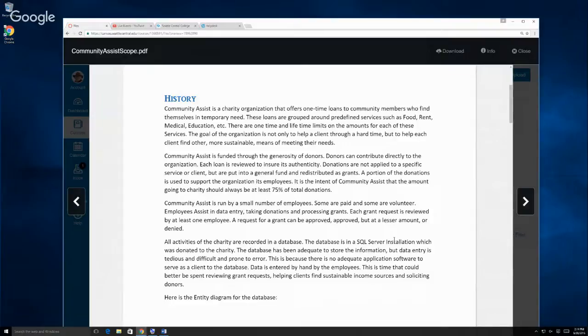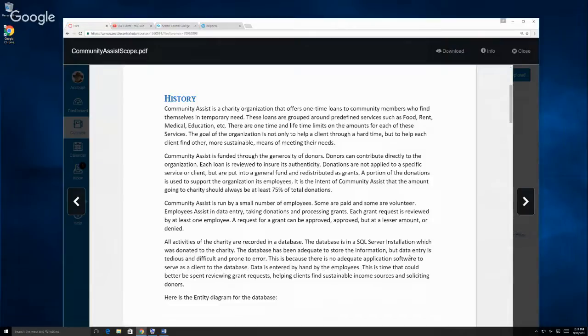A portion of the donations is used to support the organization and its employees, and it's the intent of the Community Assist that the amount going to charity should always be at least 75% of total donations, which, this isn't a real organization, but it's actually quite good. A lot of charity organizations are more like 20%.